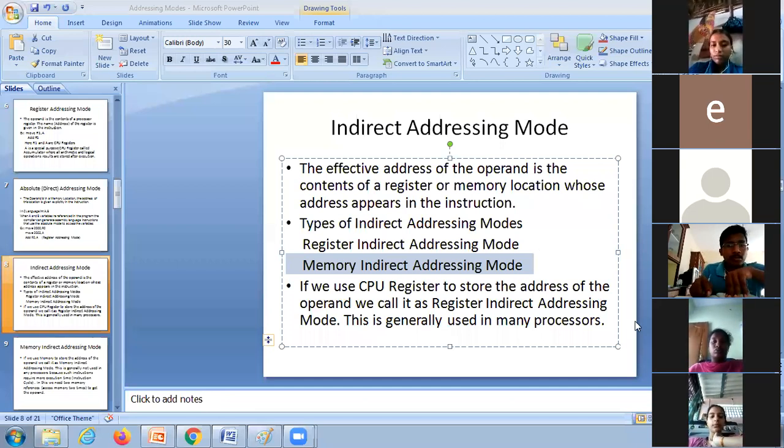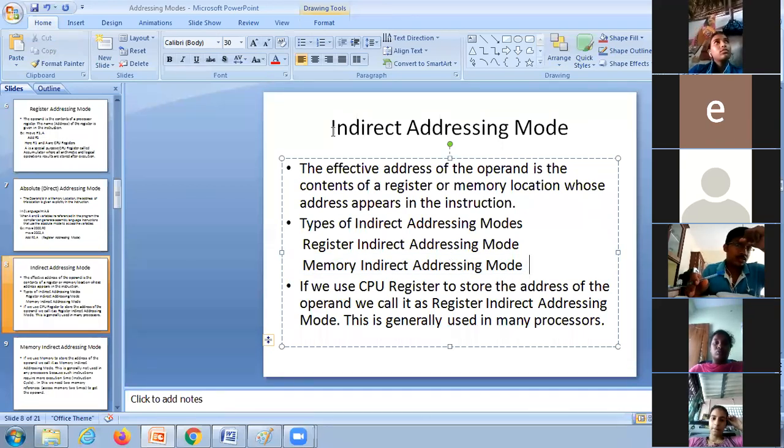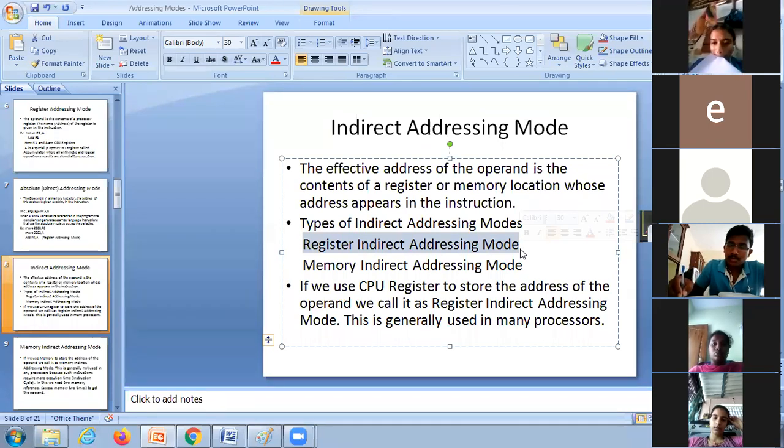By default, if I ask about indirect addressing mode, what do you mean by that? Is it register indirect or memory indirect? If I don't say anything specific and simply say indirect addressing mode, that means register indirect. Register indirect addressing mode is called indirect addressing mode by default, okay.